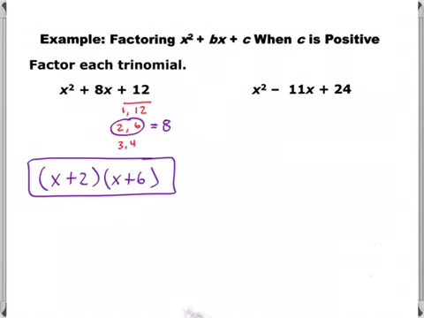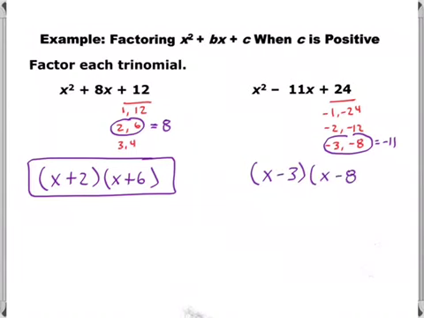In the fourth example, same idea, factors of 24 that add up to be -11. So they both have to be negative. So we've got -1 and -24, -2 and -12, -3 and -8. Well, I think we've got a winner here. -3 and -8 add up to be -11. So those are our two factors, and so our factored form becomes x minus 3 and x minus 8.